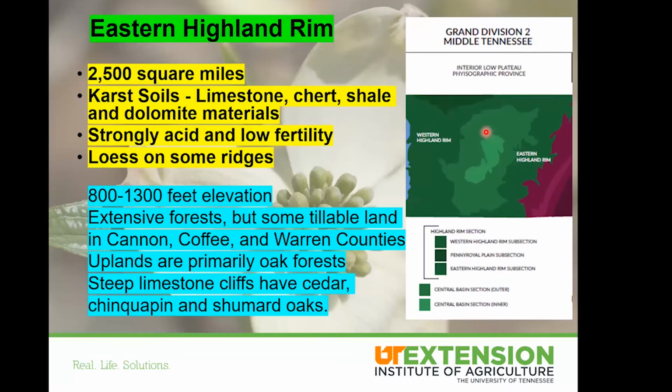So on the eastern side of this rim over here, there's these soils called karst. It's strongly acidic and low fertility. I think we said that the other side was basically phosphate and lime, which is, well, some of those soils were acidic too. There's loess, which means on some of the ridges or the flat area, you're going to have some good soil for farming and for other things to grow. A lot of forest, some tillable land in Cannon, Coffee, and Warren counties.